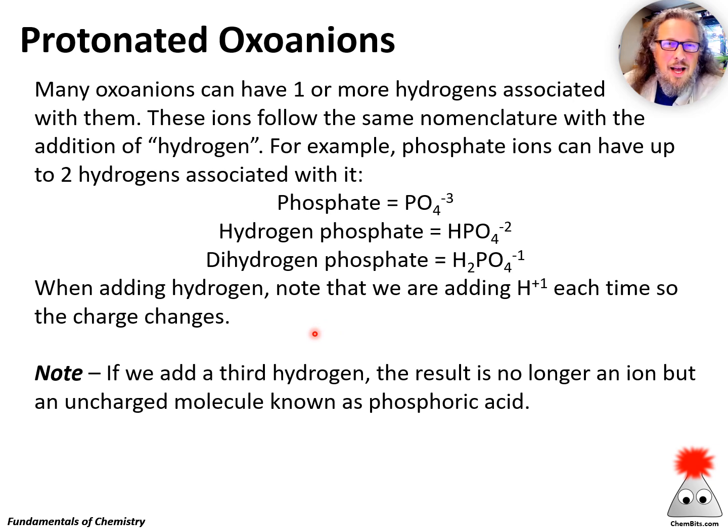Now, I mentioned that it has to be an oxoanion with a charge of at least -2 because once we add H plus, we still want it to be an ion. If we added another H plus to this, we would cancel out all that charge and we would no longer have an oxoanion. In fact, we would have, in that case, an oxoacid. That would be phosphoric acid. So some of them can be protonated. Carbonate, sulfate can be partially protonated.